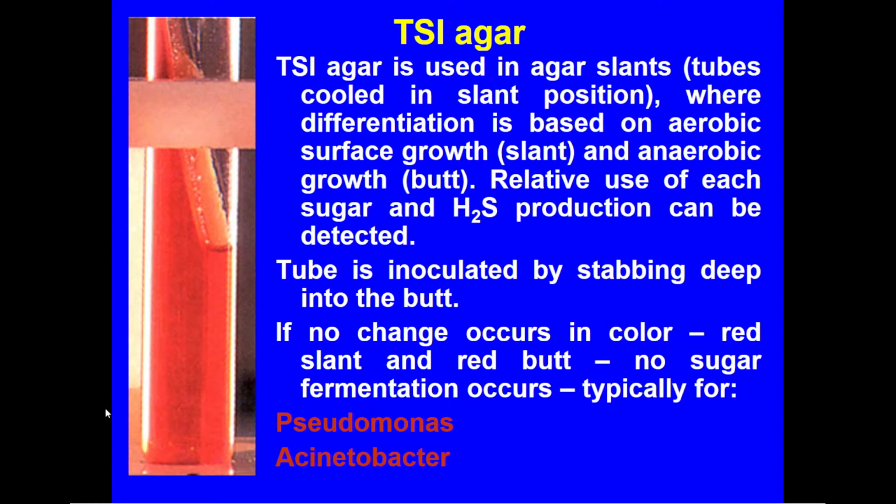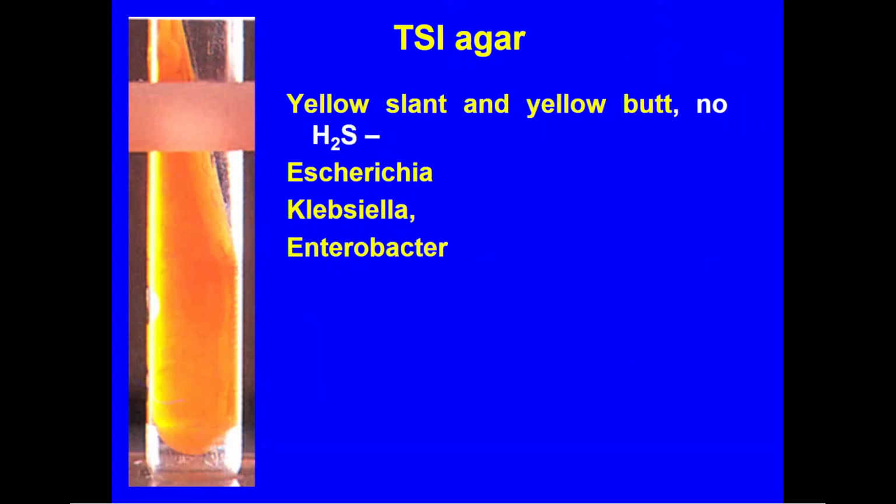If no changes occur in the butt and in the slant, then it means that sugars are not fermented. And these are called non-fermenting bacteria. So these are Pseudomonas, Acinetobacter. They cannot ferment sugars. That's why the appearance of TSI agar will not change after incubation.